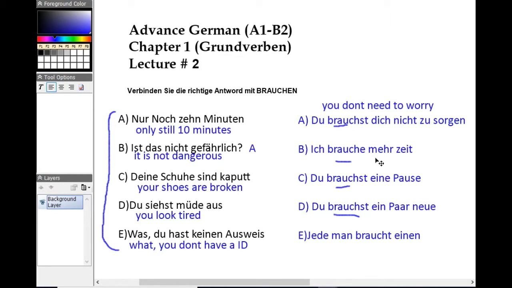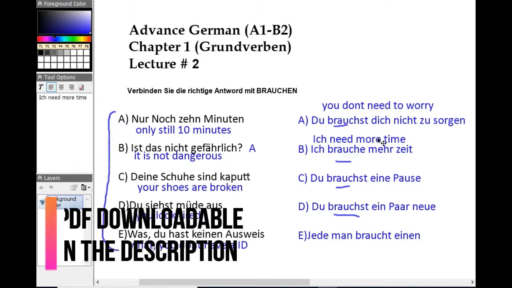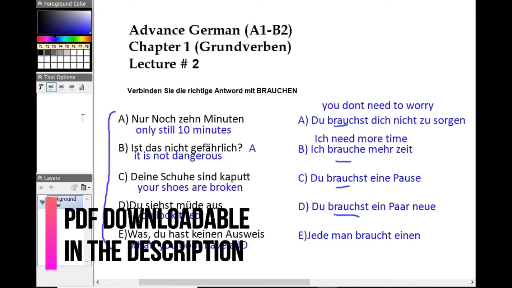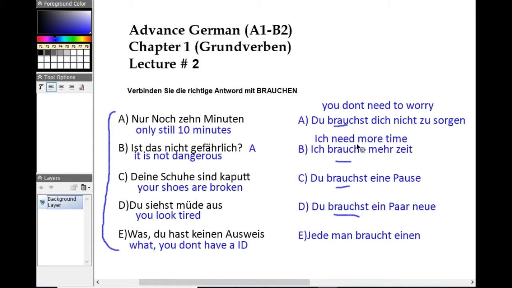Another one is ich brauche mehr Zeit. Ich brauche means I need. Mehr means more, and Zeit means time. So if I say ich brauche mehr Geld, I need more money. So I need more time, or nur noch 10 Minuten. This is similar to I need more time. So sentence A has a similar meaning as sentence B.